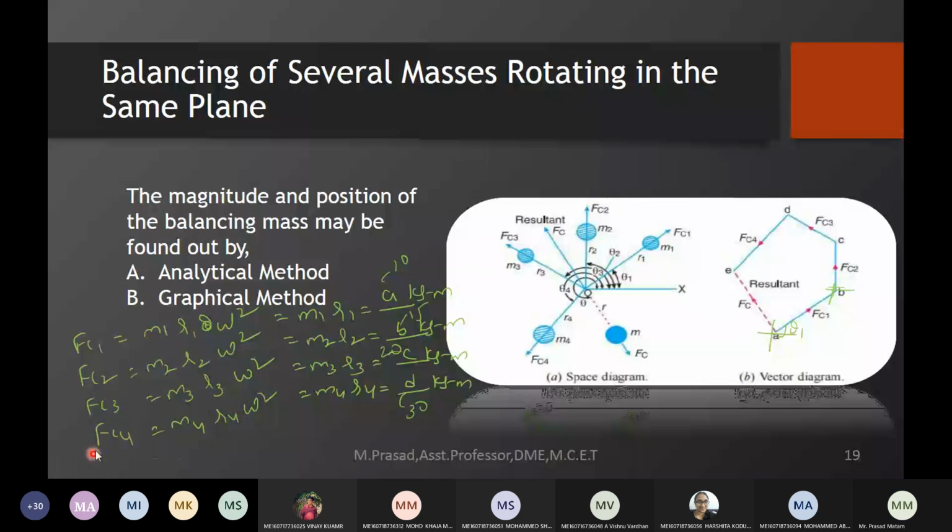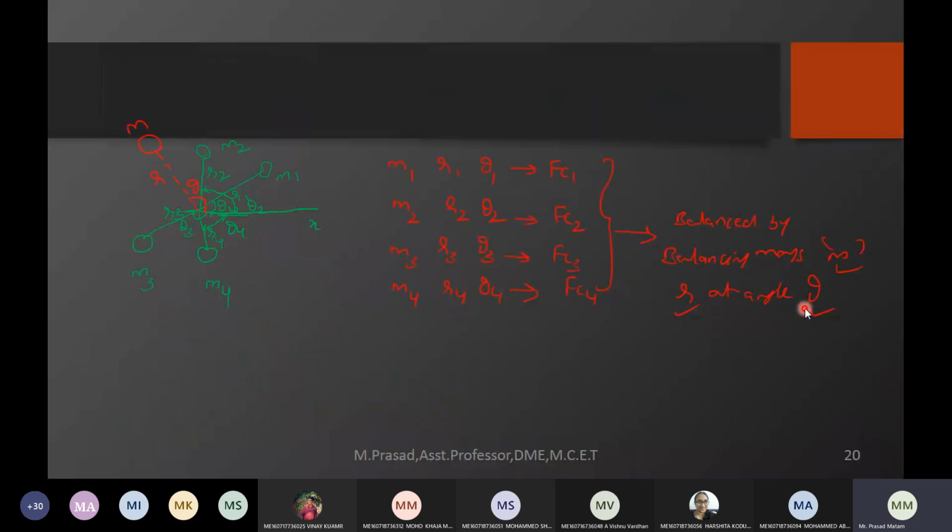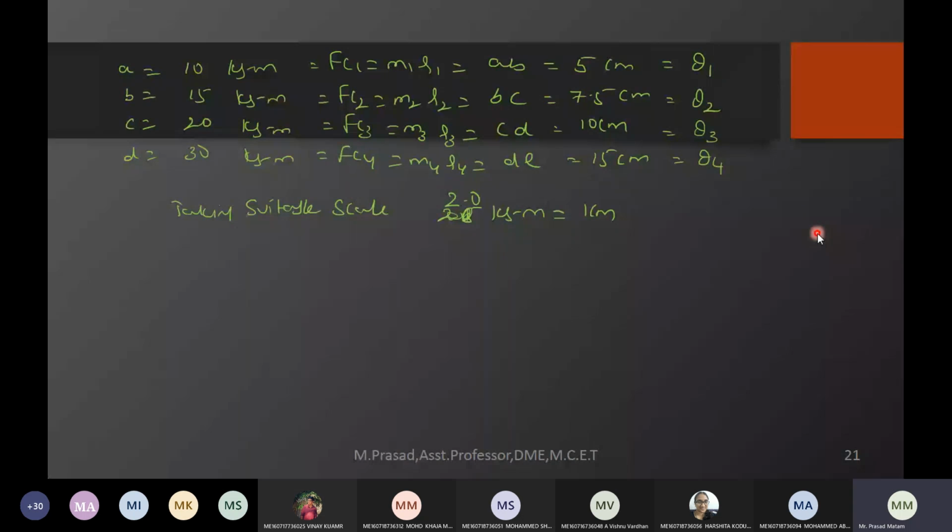Now again, how much length have I drawn this second vector BC? Okay, let me come from the first point. AB is my first vector. I'm drawing a line AB making an angle of theta 1. Up to how much length do I have to draw? For example, I have taken here AB, I need to draw 5 centimeters. BC, I need to draw 7.5 centimeters. CD, I need to draw 10 centimeters. And DE, I need to draw up to 15 centimeters.